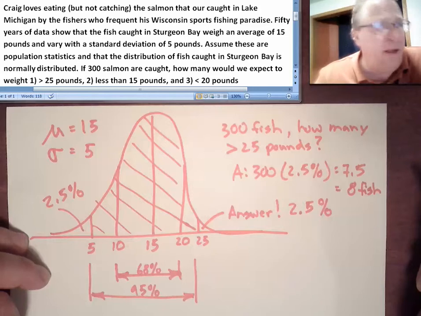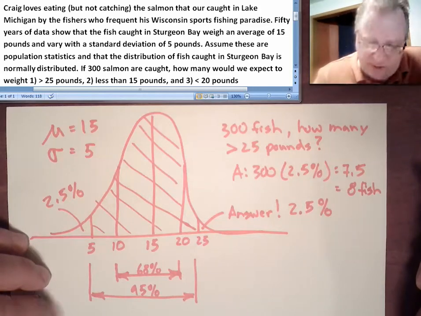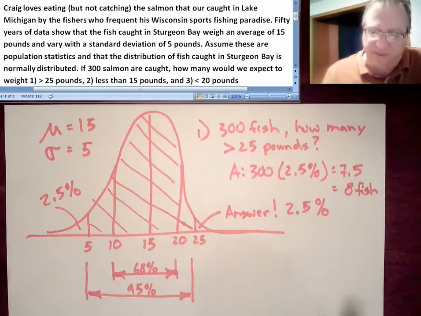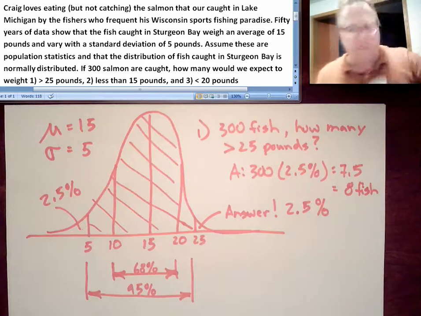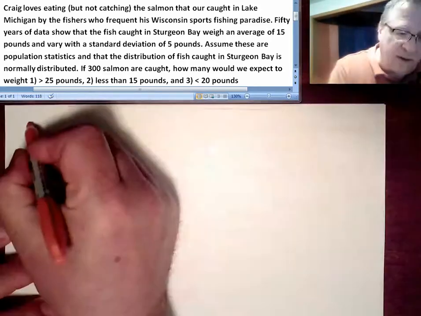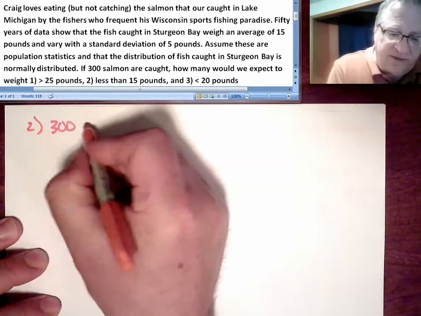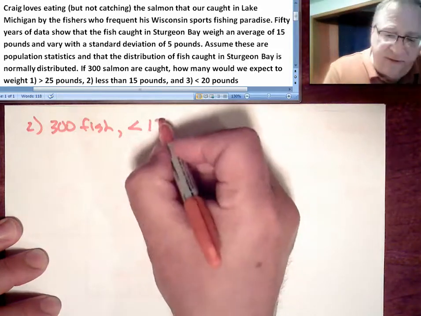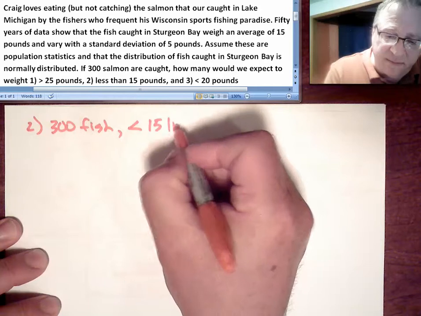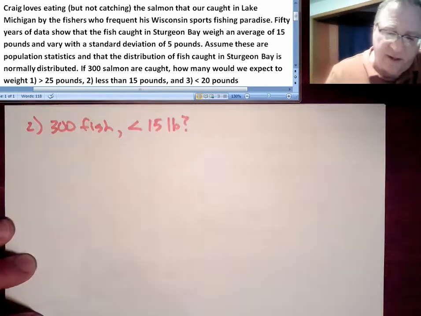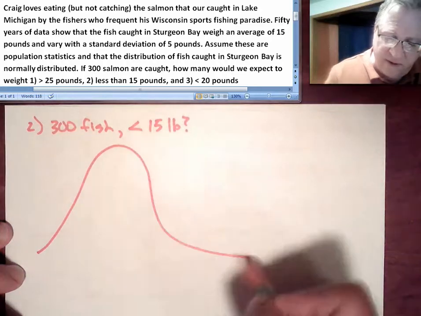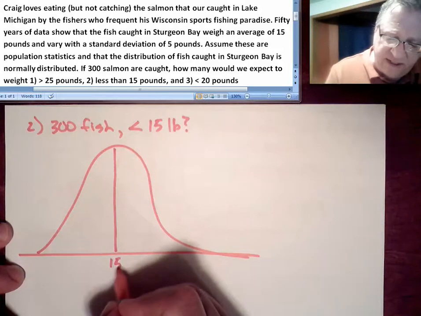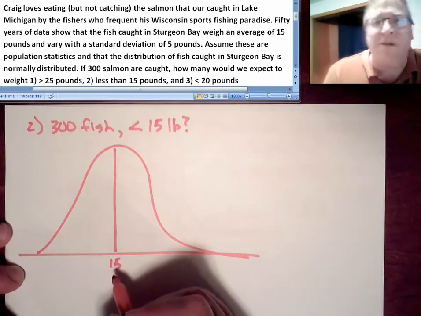Do we have time to go on to the next video? Yes, we do. This was number 1. Now we've got number 2. Number 2 says 300 fish. How many are less than 15 pounds? Well, again, we draw our bell curve. We say, okay, we know this is 15.